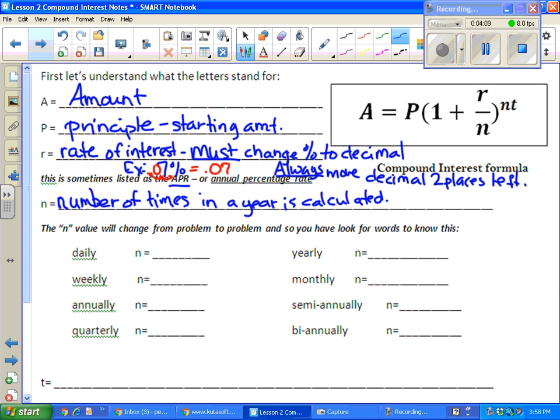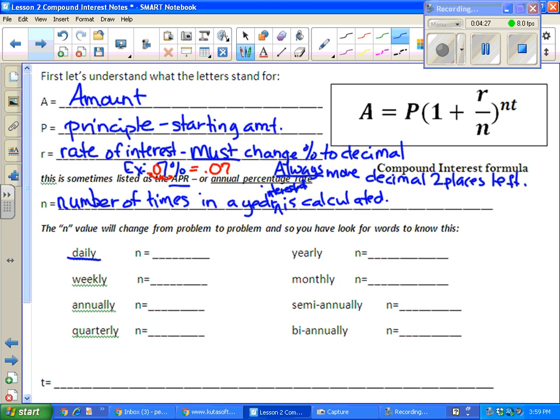Continue to draw a little more interest on the new amount, and add that to it. So N is the number of times in a year that interest is calculated. Number of times in a year interest is calculated. All right. If you get interest accumulating daily, some credit card companies will take your annual percentage rate.